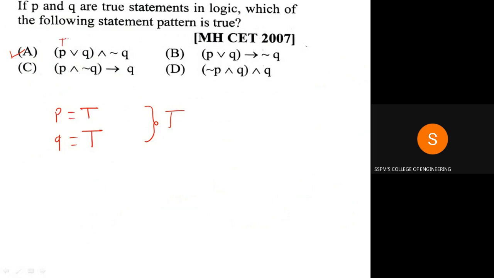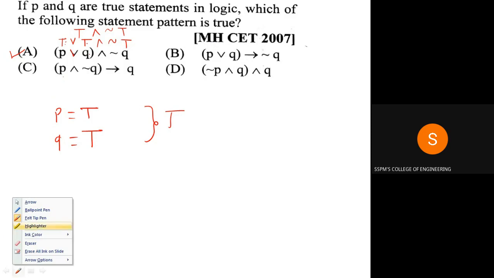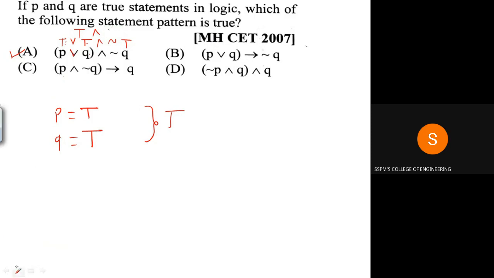Okay. We put T everywhere. So T or T. So use these operators. T or T, the OR operator is used. So therefore T or T is T, and negation of T. T and negation of T. What is negation of T? Negation of T is F. So T and F. What we have seen in conjunction, if both the values are true, then the result is true. So one of the values is F, so this result is false. What is given? Which of the following statement pattern is true? That has been asked. So the result here is F, so this cannot be our answer.